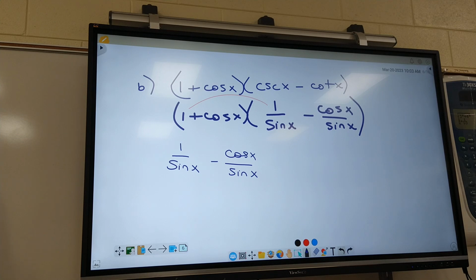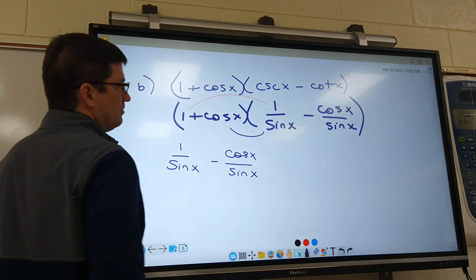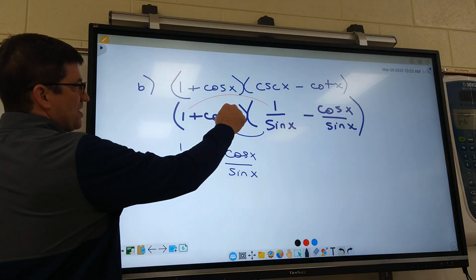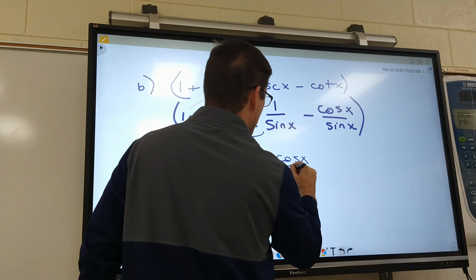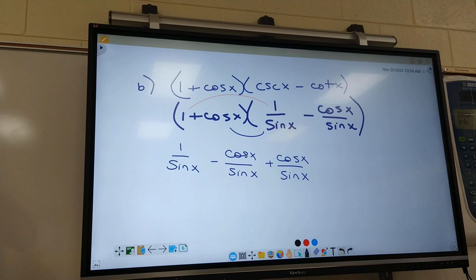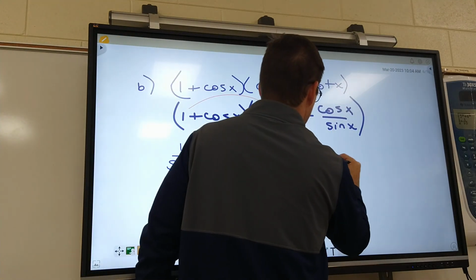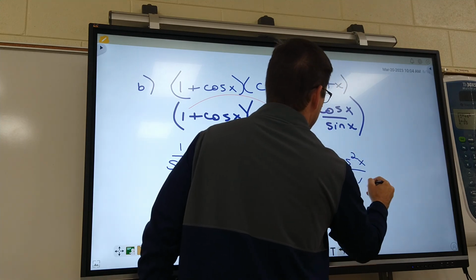Write it down. We're going to have a lot of FOIL method problems on the test. You might as well get used to doing them. All right, look, now we're going to times these two right here. So I'm going to have cosine times 1 on top. That's going to give me cosine x over sine x. And last, we're going to have cosine times cosine, which is cosine squared on top over sine x.